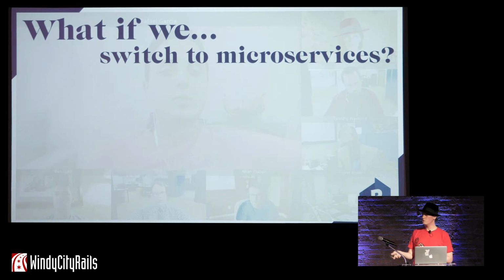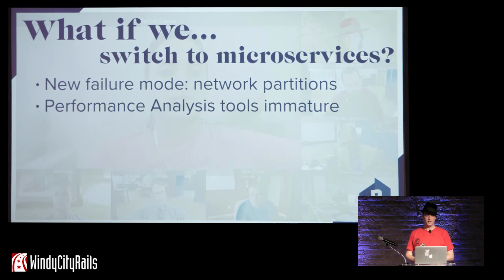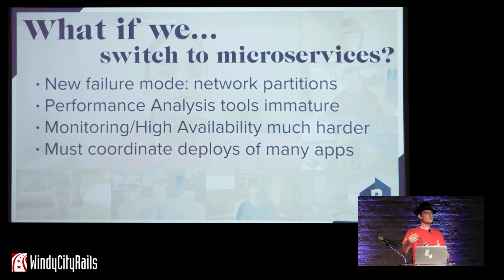Microservices have a lot that is really appealing, but they have one really significant drawback, which is that you now introduce an entirely new failure mode into your application. Things that couldn't effectively fail before now may because of a glitch in the network. Then you have a bunch of other problems, like the tools for analyzing performance are really immature. They don't understand the relationship between all the services. Monitoring and high availability concerns become much more difficult. And you have to coordinate the deploy of multiple applications.